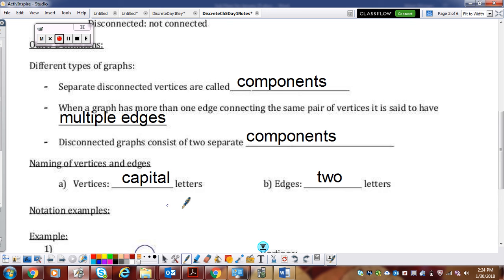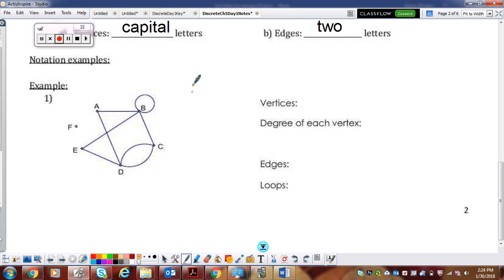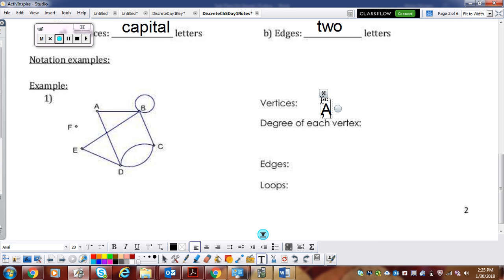When we talk about vertices and edges, with vertices we just use capital letters, and for edges we use two letters. Now let's take a look at the example. If you notice, I have dots and they have names on them. The dots that we're going to say are A, B, C, D, E, and F. Those are the vertices, and basically all you're doing is writing down the dots.